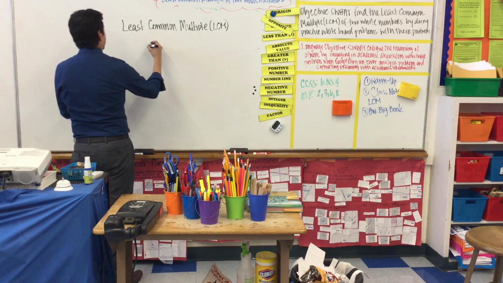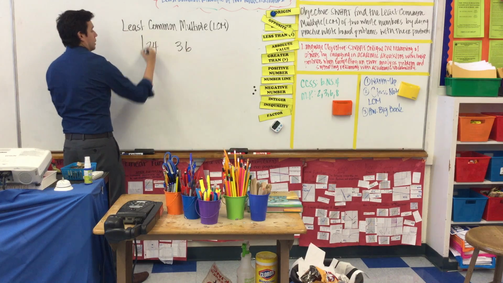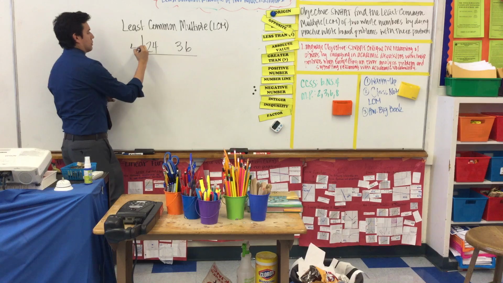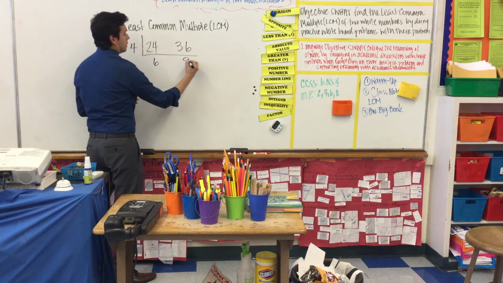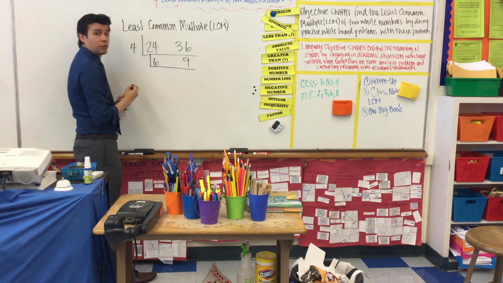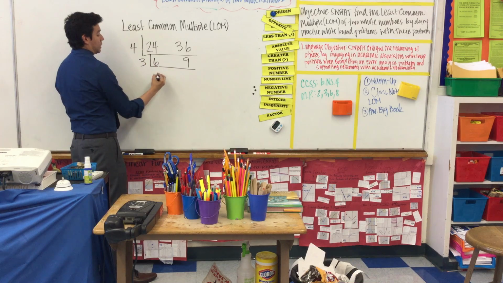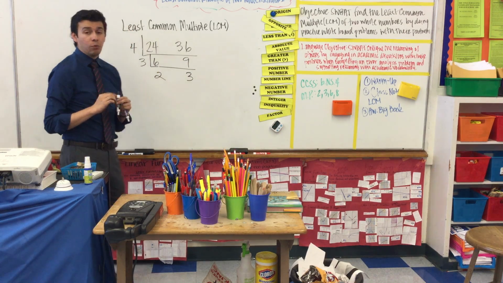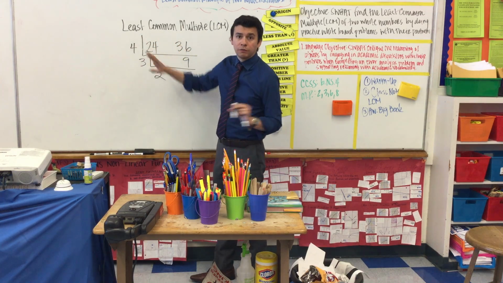Let's do 24 and 36. 4. Let me choose 4. 24 divided by 4 is 6. 36 divided by 4 is 9. Oh, I can still factor out another number. 6 and 9, 3. 6 divided by 3 is 2. 9 divided by 3 is 3. If I would ask you for the GCF, the answer will be 4 times 3, which is 12.